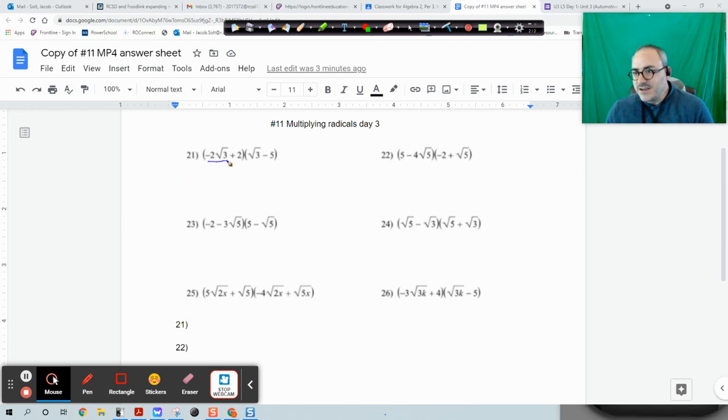I'm going to take this piece here, the first half of the first expression. I'm going to multiply it to radical 3. Then I multiply it again to negative 5. All right, so let me start with that. What is negative 2 times radical 3 times radical 3?